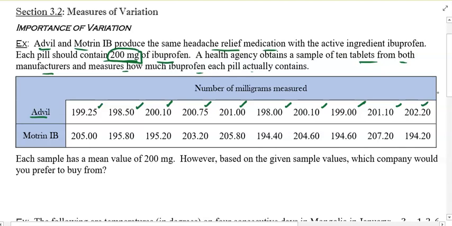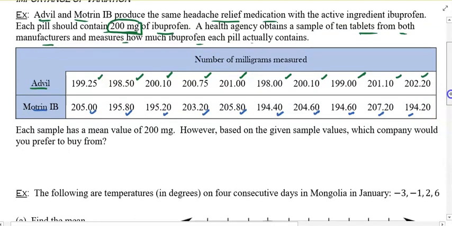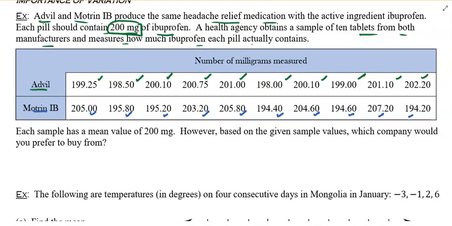You can't get it exactly 200. It has to be a bit more, a bit less. Motrin, on the other hand, 5 above, 4.2 below, 5.2 above, 3.2 above, 5.8 above, 5.6 below the 200, 4.6 milligrams above what it's supposed to be, 3.4, 7.2, and 3.8. Both of those are acceptable ranges, and each sample has a mean of 200 milligrams. However, based on the given sample, which company would you prefer to buy from?